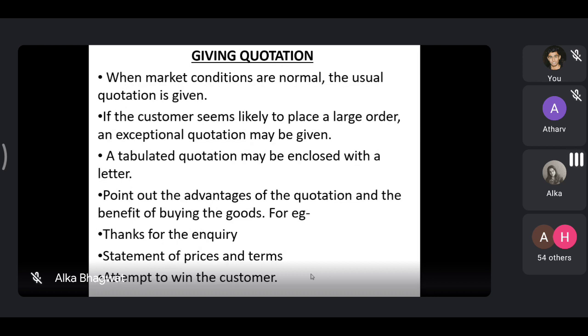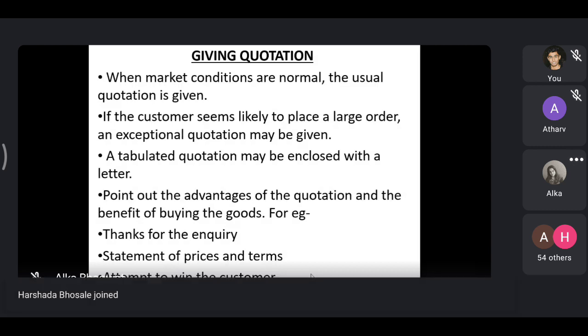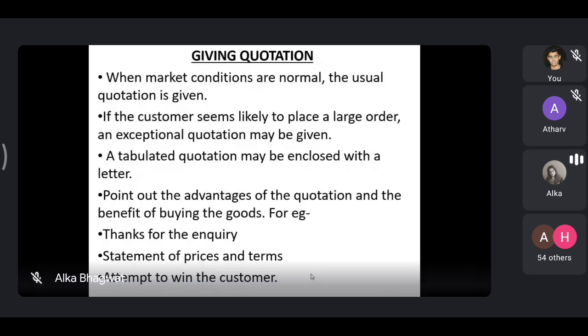Now point out the advantages of the quotation and the benefit of buying the goods. For example, giving thanks for inquiries, statement of prices and terms, and an attempt to win the customer. Many times this happens, and I can give you my own example. There was a 10 day conference and I was working as a banquet manager. They wanted about 22 rooms, and they also wanted dinner on the house. Breakfast anyway we were giving on the house, but they wanted dinner also on the house. Now this is a bit difficult, right? Because we are not going to make any profit if we give dinner on the house.